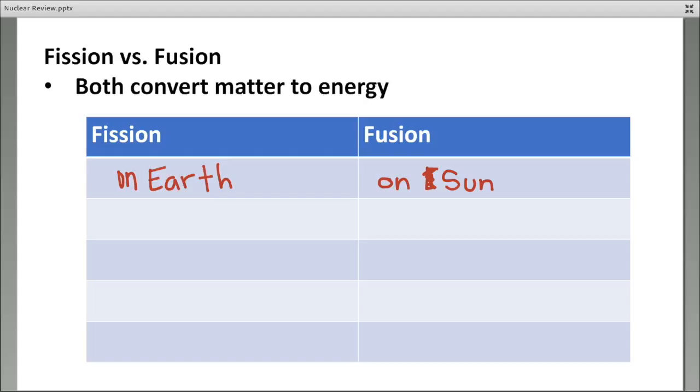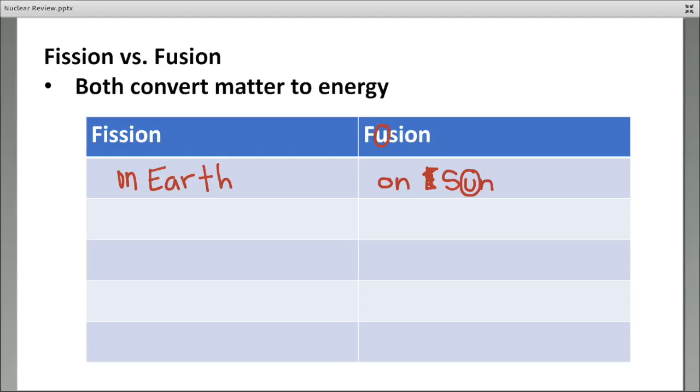And the way I remember fusion versus fission, fusion has a U and sun has a U. And so that's how I remember that they go together, and then the other one is Earth. It's silly, but that's how I remember it.